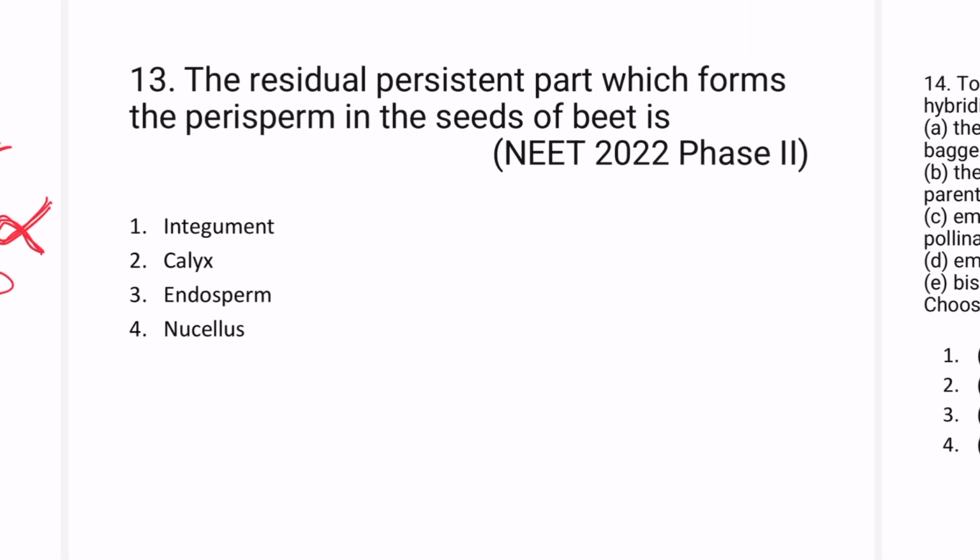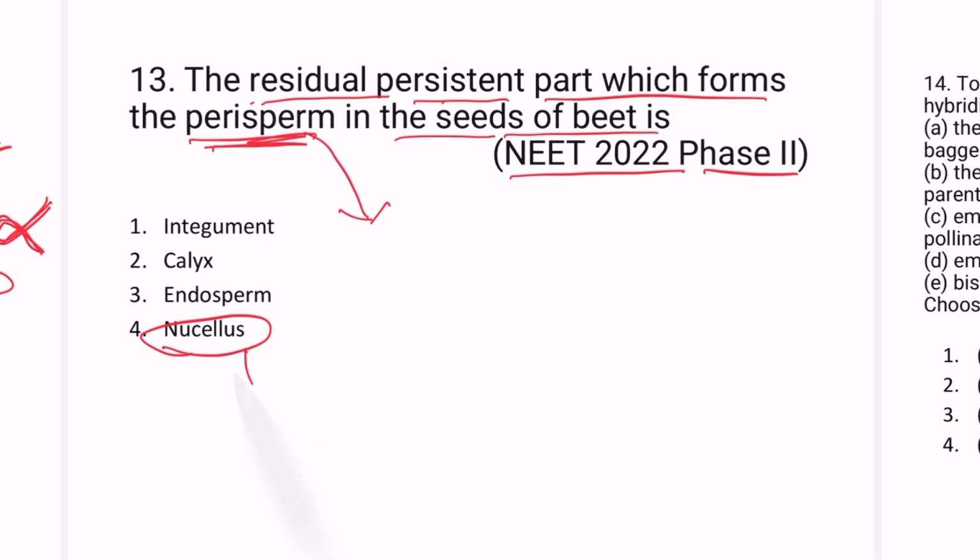The next question, question number 13, and it is from NEET 2022 phase 2. And the question says, the residual persistent part which forms the perisperm in seeds of beet. What do we mean by perisperm? Perisperm is nothing but the persistent nucellus. The persistent nucellus present in the seed, we call it perisperm.